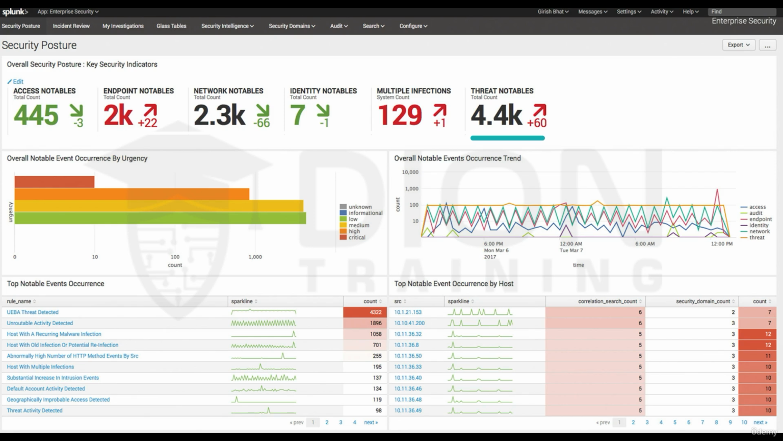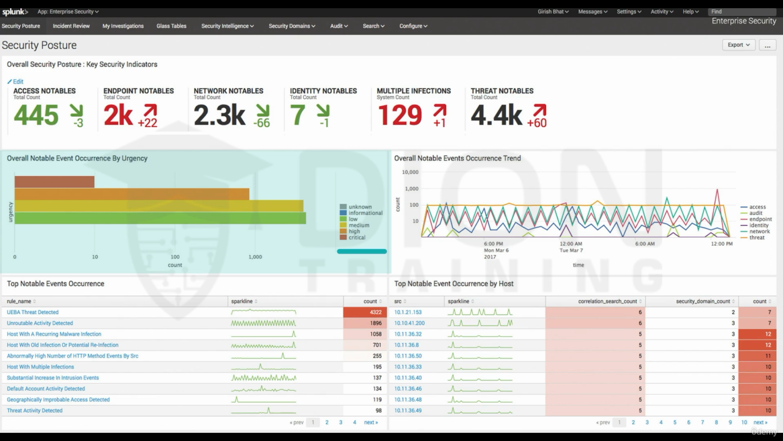Additionally, you can look down at different graphs and you can see things like how is the status of your vulnerability scanning. And then if we move down the page, we can see 2 different graphs. On the left side, we have our notable events occurrence by urgency. And you'll notice that these are basically the same urgency that we talk about in vulnerability scanning. We have unknown, informational, low, medium, high, and critical. And our goal is to get the criticals down as low as possible, and we can allow things like informational or lows to be a little bit higher.